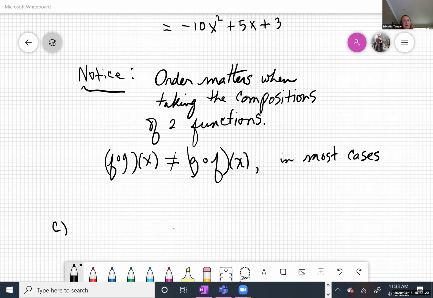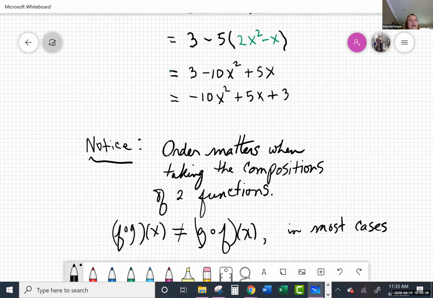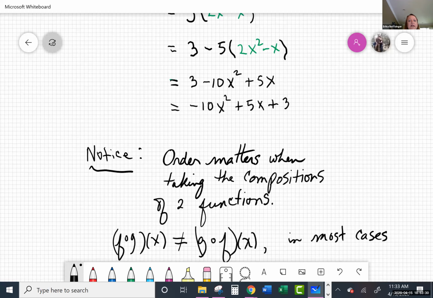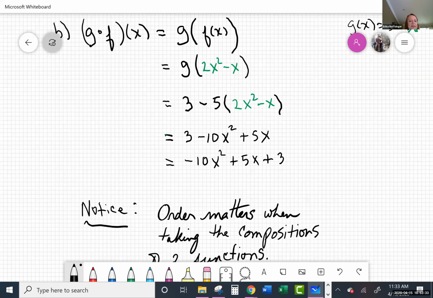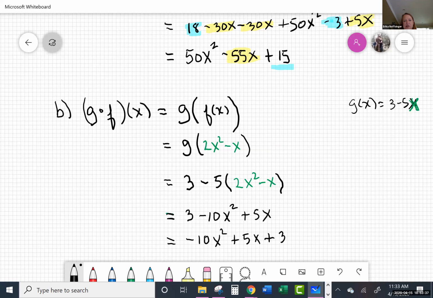But is that your final answer? Is this final answer up here, the negative 10x squared? Yeah. So that is the final answer. It just wanted the composition. It wasn't asking us to solve it.